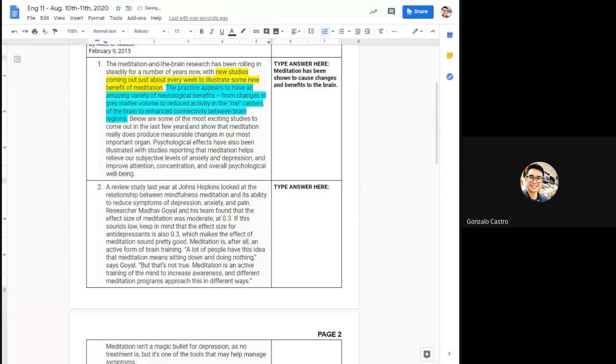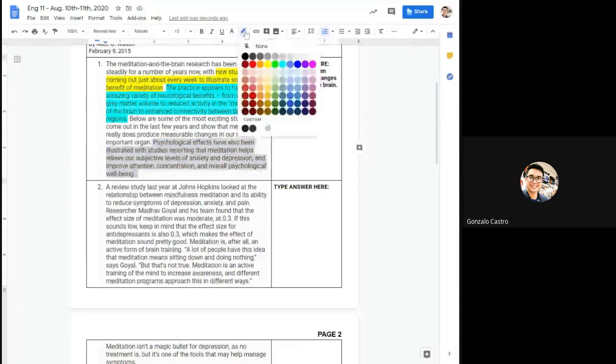And I'll highlight that a different color because that's a different key detail. So each key detail you want to highlight as a different color. That way you're differentiating between each detail in the paragraph. I'm also seeing another key detail at the bottom about how meditation affects you psychologically when it comes to anxiety, depression, attention, concentration, and overall psychological well-being. So I'll also highlight that.